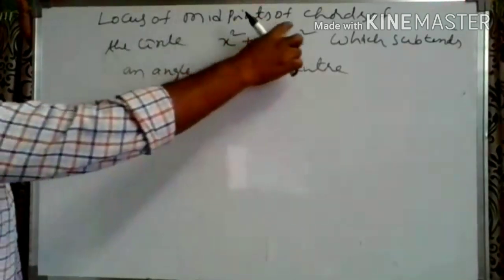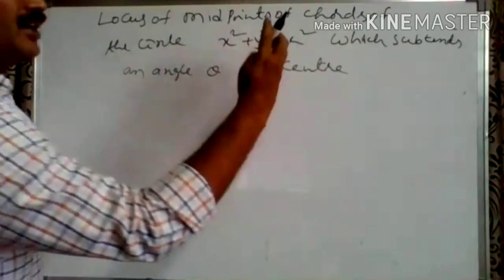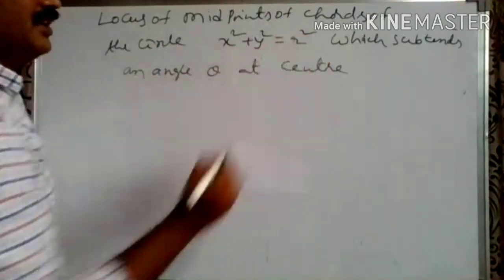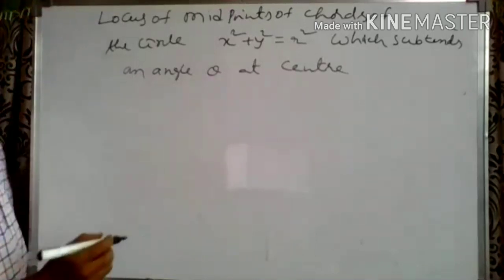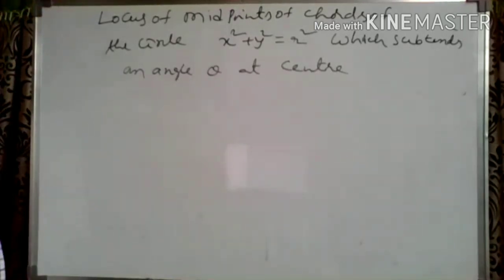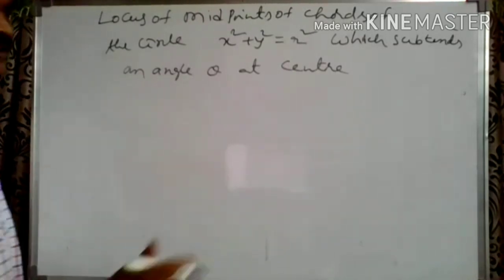Locus of midpoints of the chords of the circle x square plus y square is equal to R square, which subtends an angle theta at center.